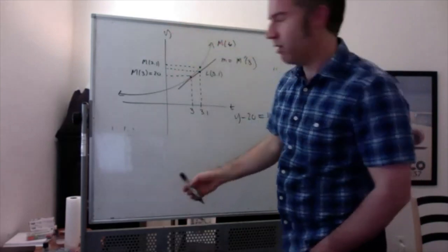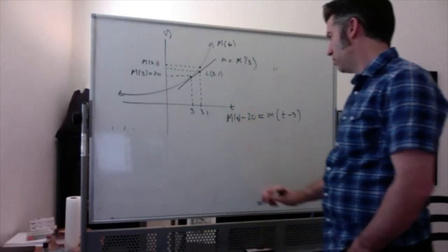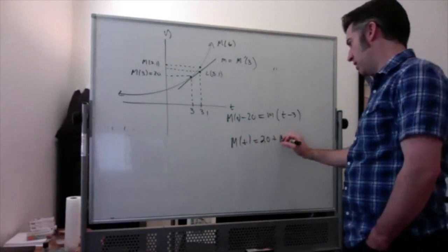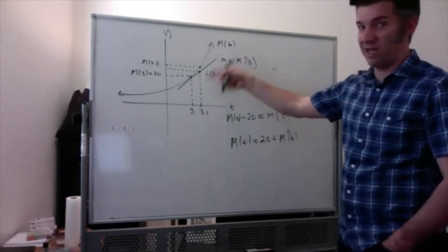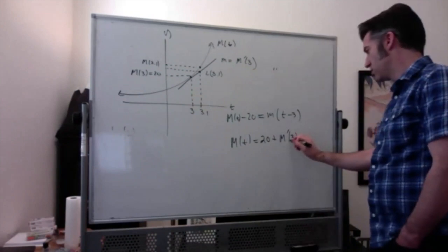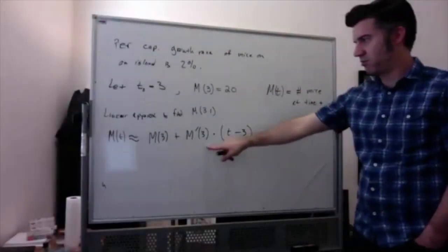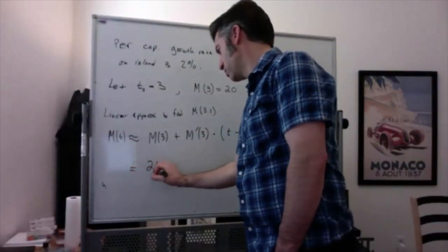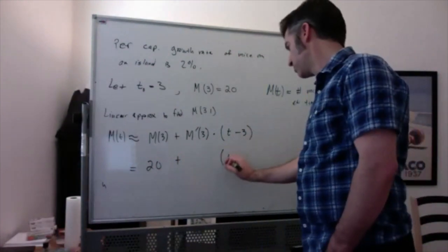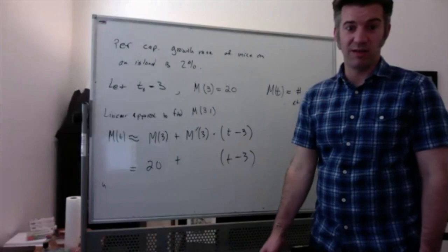I guess I should use m. Fine, M minus 20. But just solving for this is just M of t equal to 20 plus M prime of 3, the slope of the tangent line, which is the derivative at the point 3, times t minus 3, which is exactly the equation we have over here. M of 3 is 20. This here we have to work on. We don't know what M prime of 3 is yet.